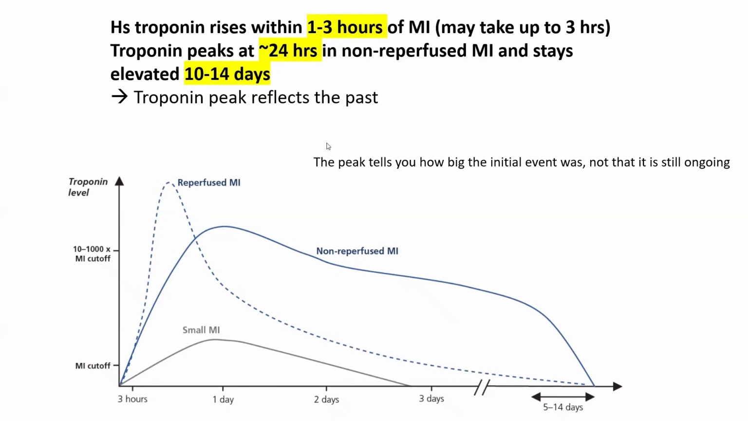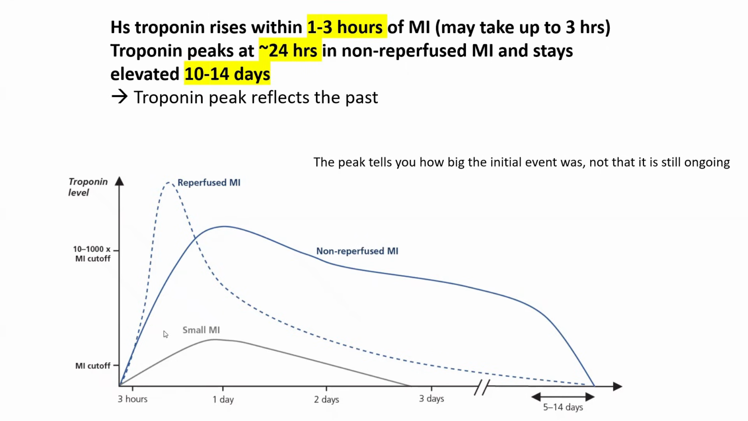Very important. Troponin peak sees the past. The peak tells you how big the initial event was, not that it is still ongoing. That's one of the most common mistakes I see among fellows, and especially internists and residents.